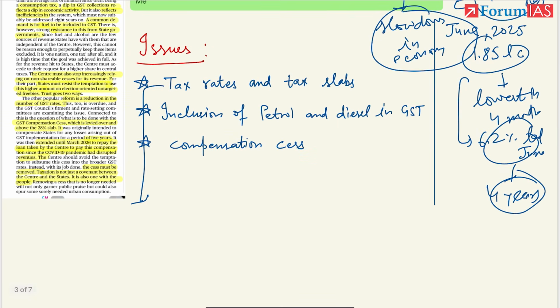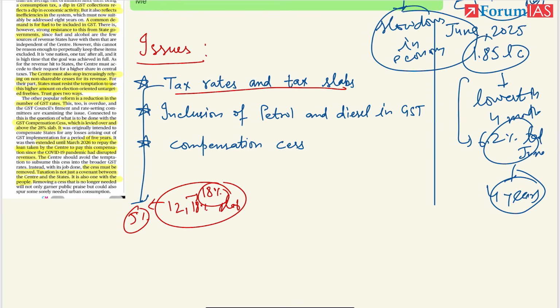We will discuss this. See, tax rates. Now recently only the GST Council had decided that it will look to merge the 12 and 18% slab, or it will shift the goods from the 12% slab to either 5% or to 18%. The essential goods will be transferred to the 5%, non-essential goods will be transferred to the 18% slab. This is to rationalize the tax rates and tax slabs.